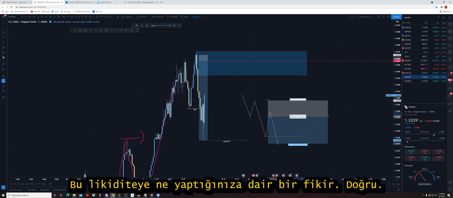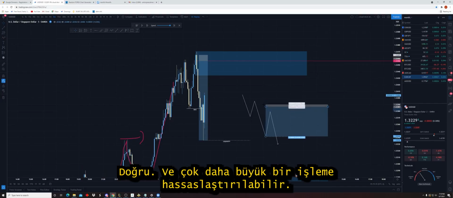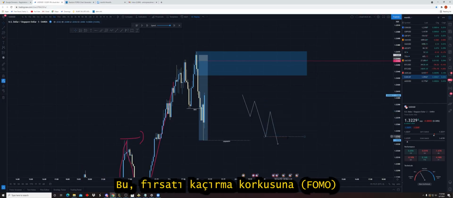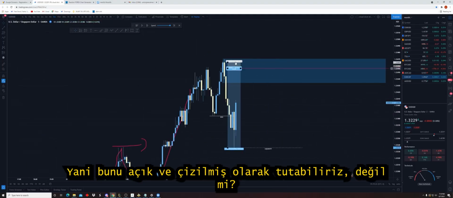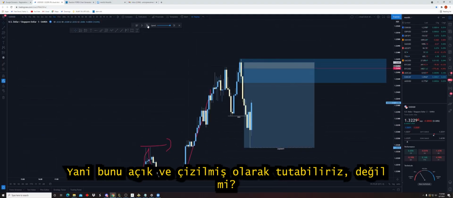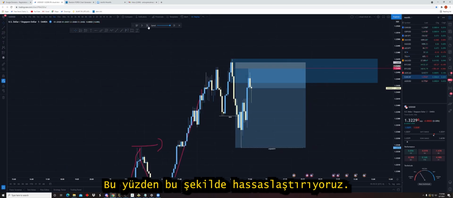This is an idea of what you do to the liquidity, right? 1 to 1.25 can then be refined to the last possible up move, right? And it can be refined to a much bigger trade. This is the idea of not needing to FOMO in because you constantly have opportunities to get involved. So we might have this open and drawn out, right? Prices come up, tap into it, I guess in this case, very perfectly. That's why we refine the way we do.